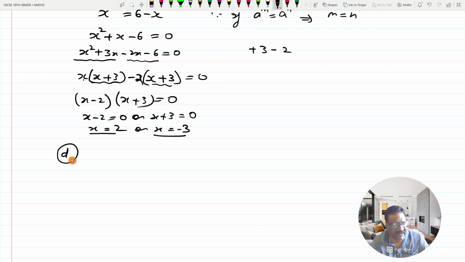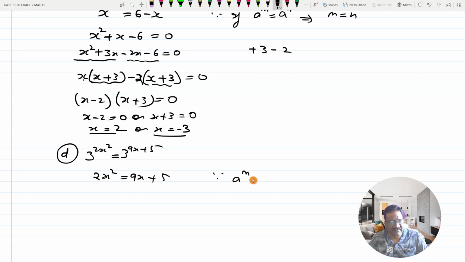Now coming to the D part of question number 1. It says that 3 raised to 2x square is equal to 3 raised to 9x plus 5. So straight away I can write 2x square is equal to 9x plus 5. The reason being that if a raised to m is equal to a raised to n, that gives me m is equal to n, right? Now this happens to be 2x square minus 9x minus 5 equal to 0. This is a quadratic equation. Now let us solve this quadratic equation.